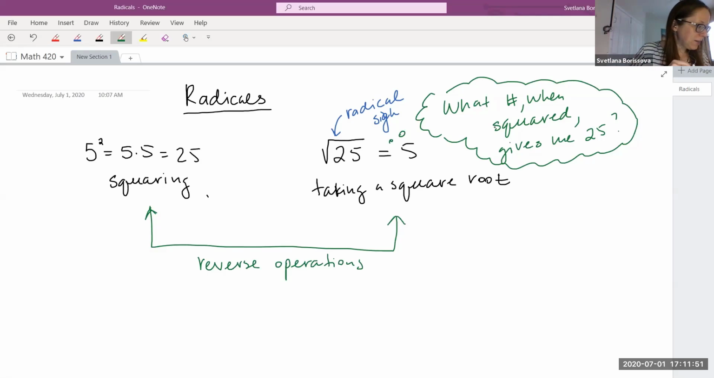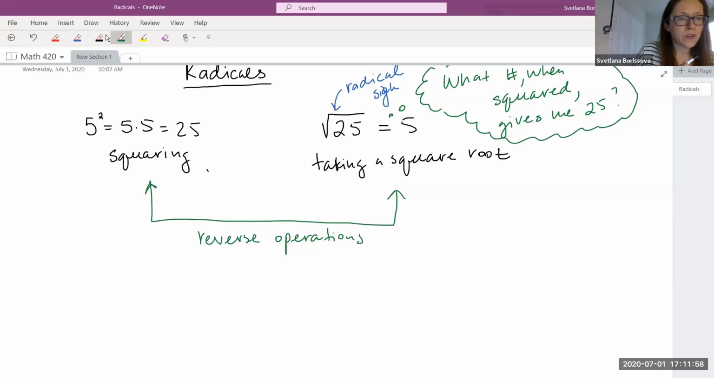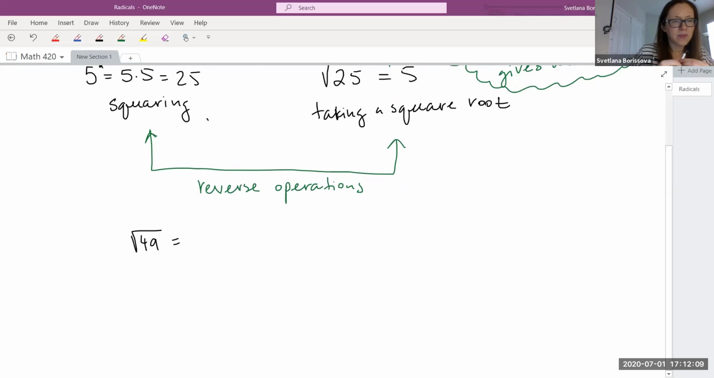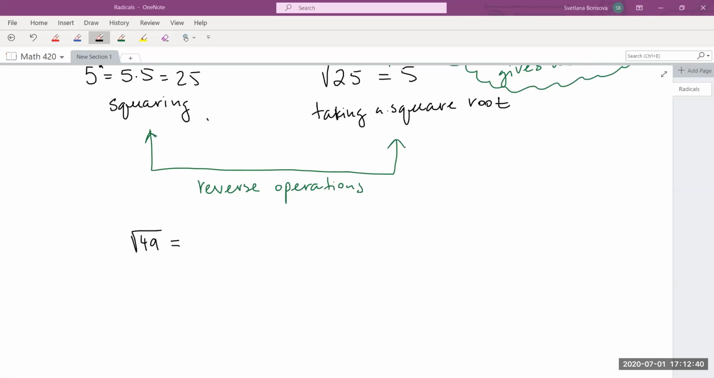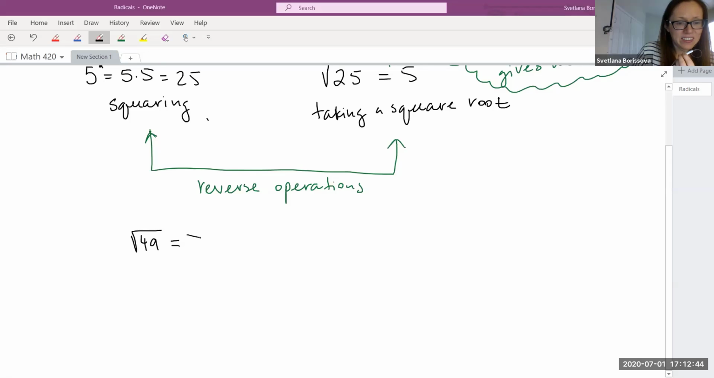So if I, let's say, want to do the square root of 49, then I'm thinking the same way. What number when squared gives me 49? Well, what number is it, guys? 7? 7, that's right. Yes. Good job. So 7. And again, the way I check that is that 7 squared, which is 7 times 7, is 49. Okay, that works.